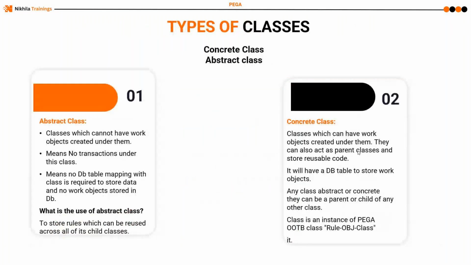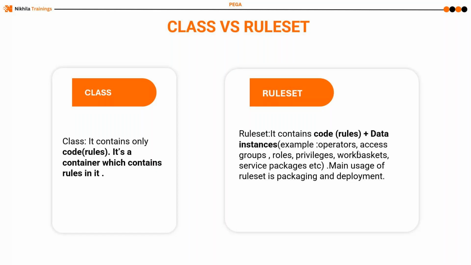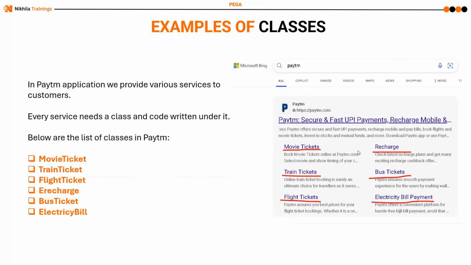Now, what are these classes? Abstract class and concrete class. As I told you, class is nothing but a collection of rules. And like I mentioned yesterday, you should have some end-to-end workflow, some end-to-end requirement. For those things, we create classes. Like for movie ticket, I have an end-to-end workflow. The person will come, register himself, then log in, then search for the movie, select a seat, book some food, and then make the payment. That's the end-to-end workflow for movie ticket. So I create a class called movie ticket.